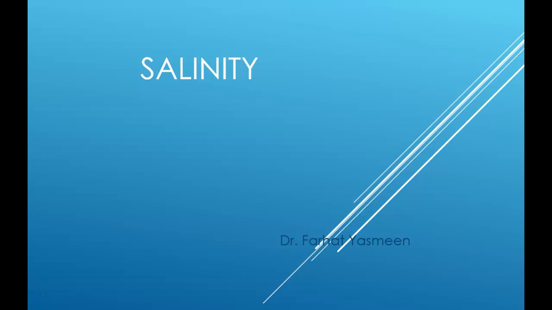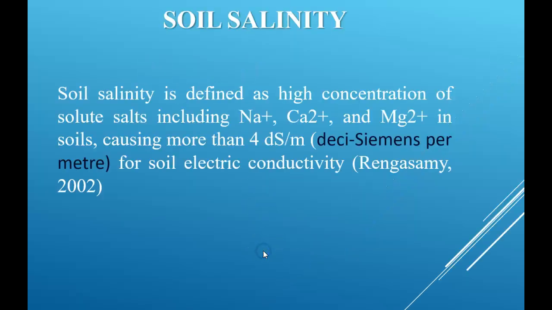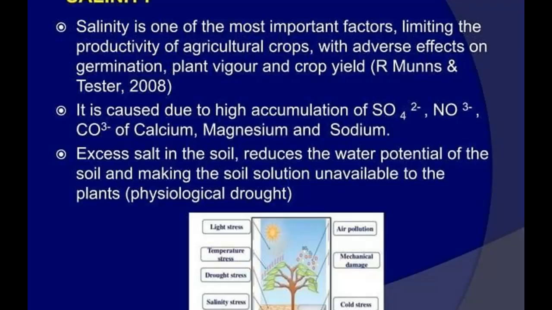Dear students, today we will discuss another stress factor, which is salinity. What is salinity basically? Salinity is defined as a high concentration of solute salts, including sodium salts, calcium and magnesium, in the soil that causes more than 4 Siemens per meter of soil electrical conductivity. This is referred to as soil salinity.